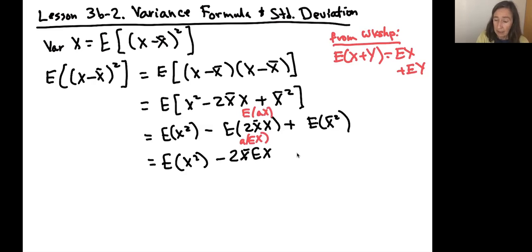Okay, now let's look at this last term. I have the expectation of x bar squared. Well, that's just a number. So the expected value of a constant is that constant. The expectation sign goes away.